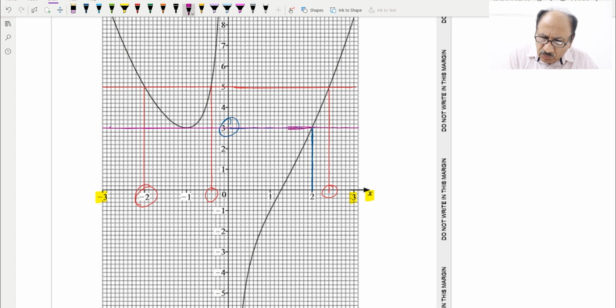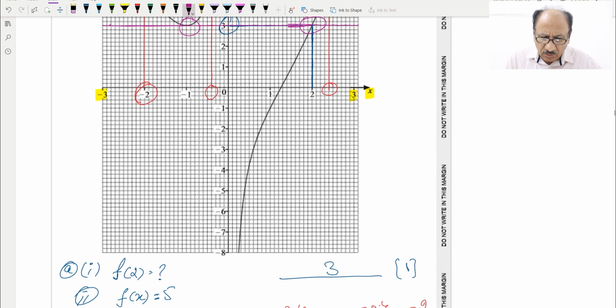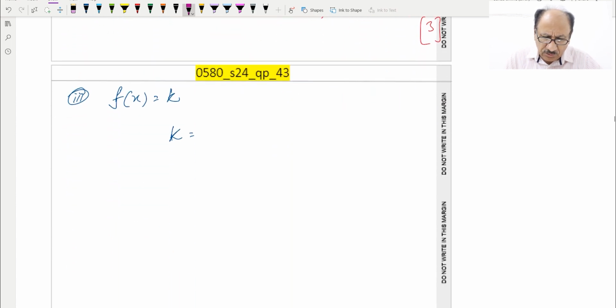So it will be having one solution here and one solution here. So the k value should be equal to 3, or you can say the y value should be equal to 3. So our answer will be k is equal to 3, and we will be giving k is equal to 3 at the proper location. This is the 1 mark part which we have done.